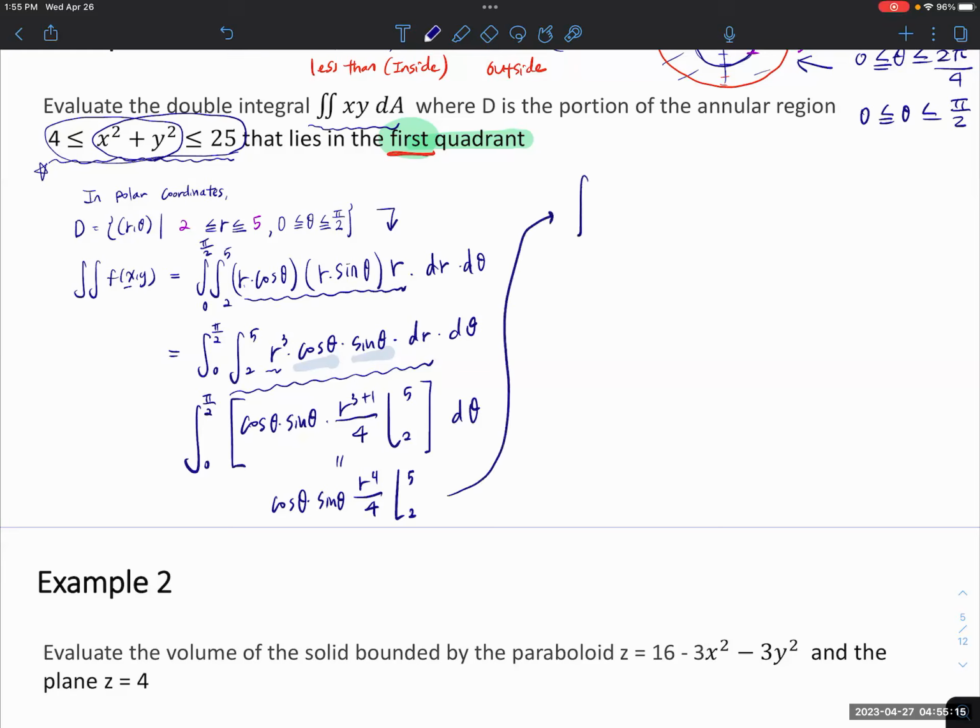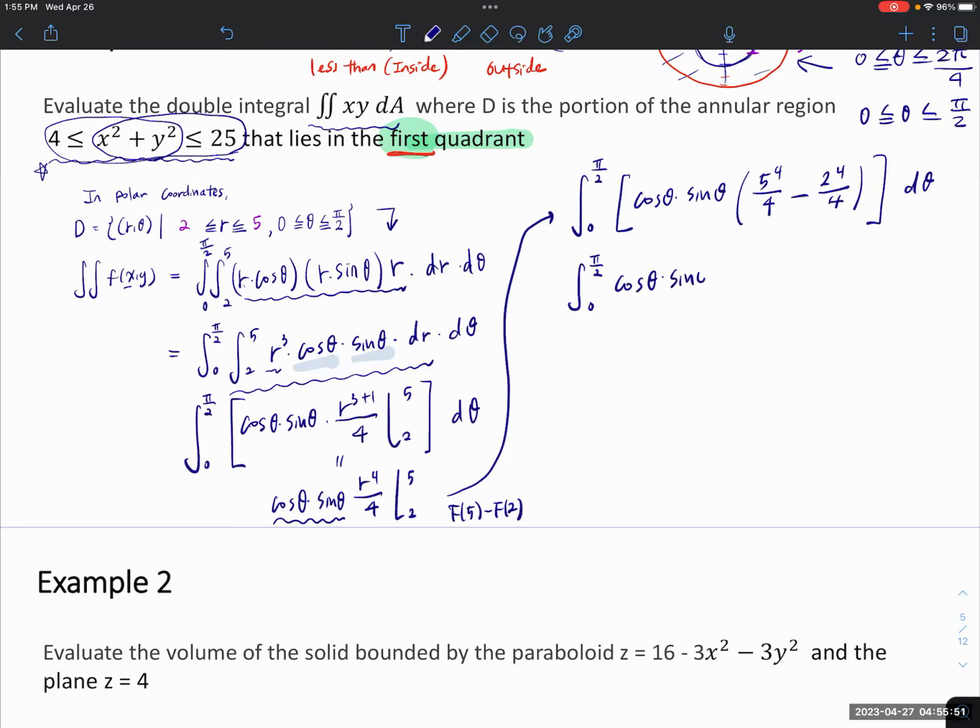So here, I still have 0 to pi over 2. Cosine theta, sine theta, this is a constant, right? So I'm not going to do anything. And what happened? 5 to the 4 over 4 minus 2 to the 4 over 4. And then we still have d theta. Okay, so I have to subtract f of 5 minus f of 2. That's what I'm doing. Okay, we have to keep simplifying. Pi over 2, cosine theta, sine theta. Somebody can calculate it. What did you get?